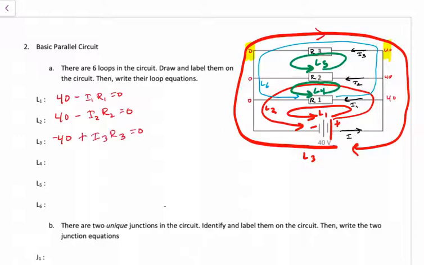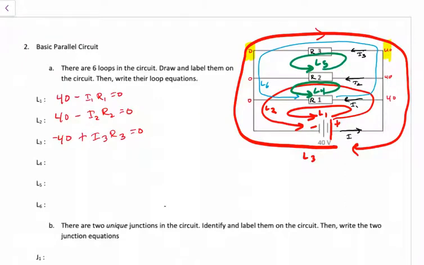And you can see the difference between loop 1, loop 2, and loop 3 is just I've multiplied both sides by negative 1. That's the only thing. It's just the opposite equation. So it's still the same equation. So it doesn't matter if you do clockwise or counterclockwise. As long as you follow the rules, it'll still work.